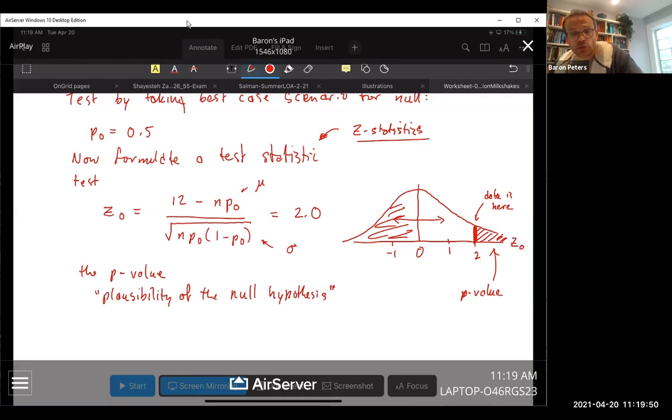Okay, it's not always on the right. If she claimed that she was a better golfer than you, then we would be looking at the left end tail. All right, you guys see how the tail of interest depends on the nature of the claim. Sometimes the claim is just that they're different, and then we would count both tails.